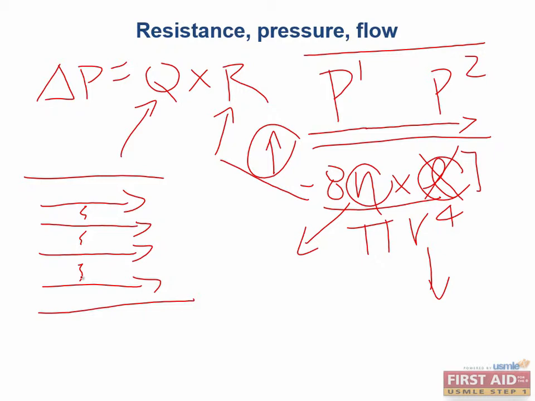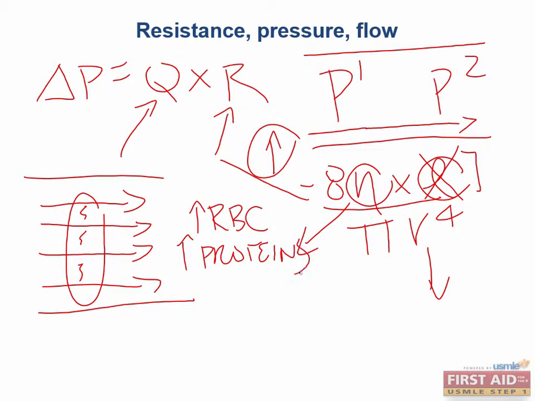Well, if we increase the concentration of stuff that's in the blood, we increase the interactions between each of these flow vector arrows. Now, some great examples of this would be increasing the number of red blood cells, and we see this situation in polycythemia. Or we could increase the number of proteins in the blood. What kind of situation are we talking about with that? Well, that could be multiple myeloma.